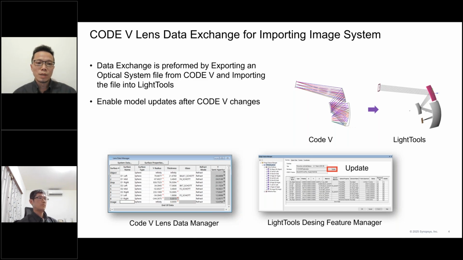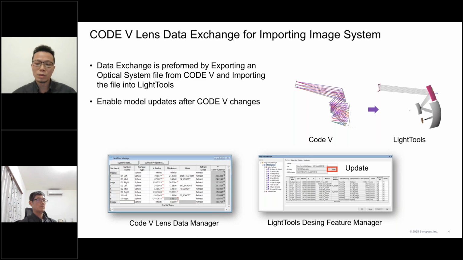So as you can see, in CoFi's lens data manager, it shows every surface information. And in LightTools, we also include a design feature manager. It provides a similar table to show everything. So you can see here is a button, an update button. That means when you modify the CoFi model and save to the CoFi format or OS file format, LightTools can update this result directly in our LightTools software.